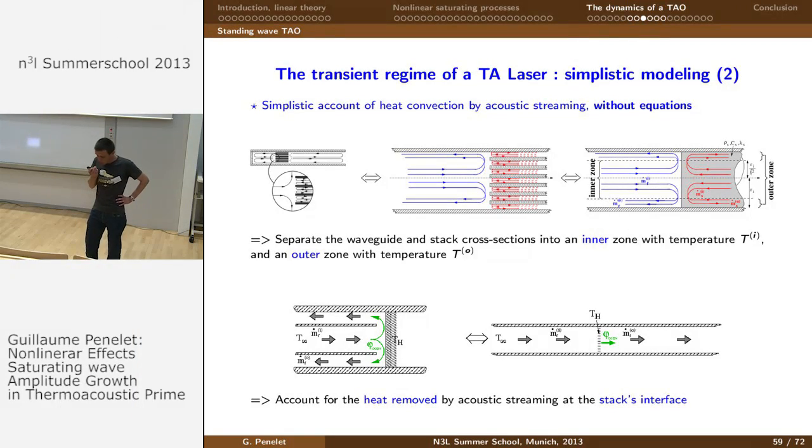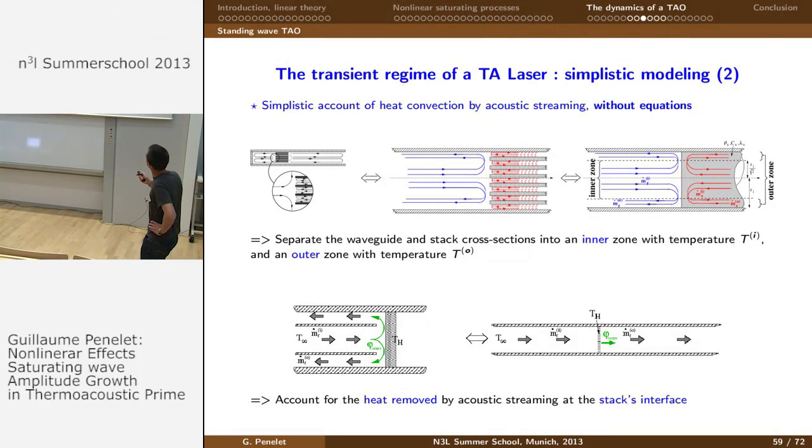What we do is that we consider that the distribution of the streaming cells looks this way. So this is in the waveguide, this is in each pore of the stack. And to account for this effect in unsteady heat transfer, we will consider that we have an inner zone with its own temperature and an outer zone with its own temperature, and we will make a spatial average after that. And we need also to account for the heat removed by acoustic streaming at the stack interface.